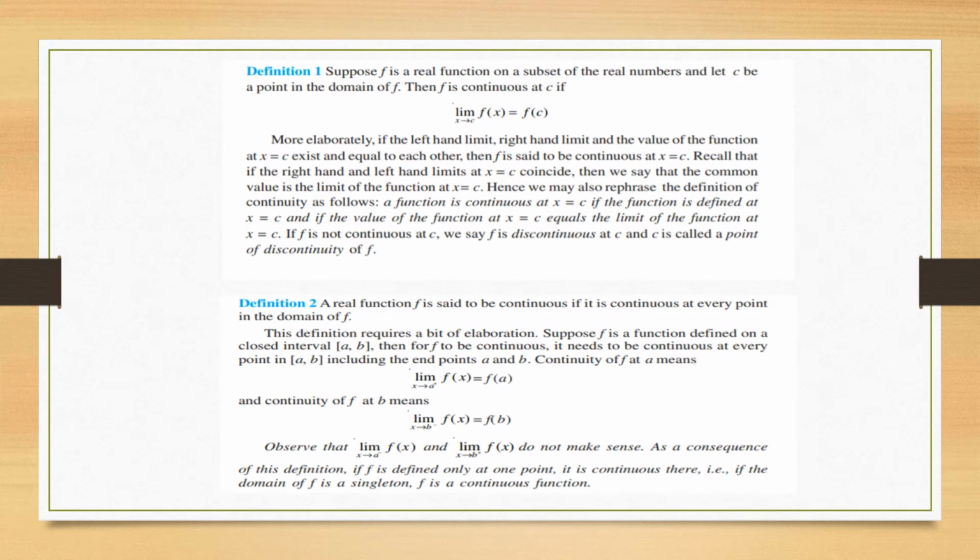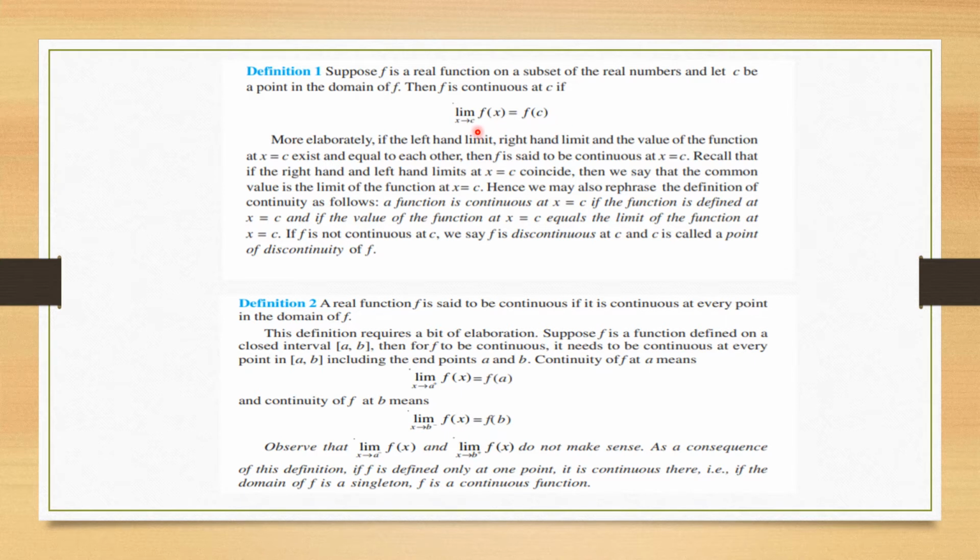So let us start with the definition of continuity of a function. Suppose f is a real function on a subset of real numbers and c is a point in the domain of f. Then function f is said to be continuous at c if limit x approaches c, f of x is equal to f of c. That is, the limit of the function at that point is equal to the value of the function at that point.